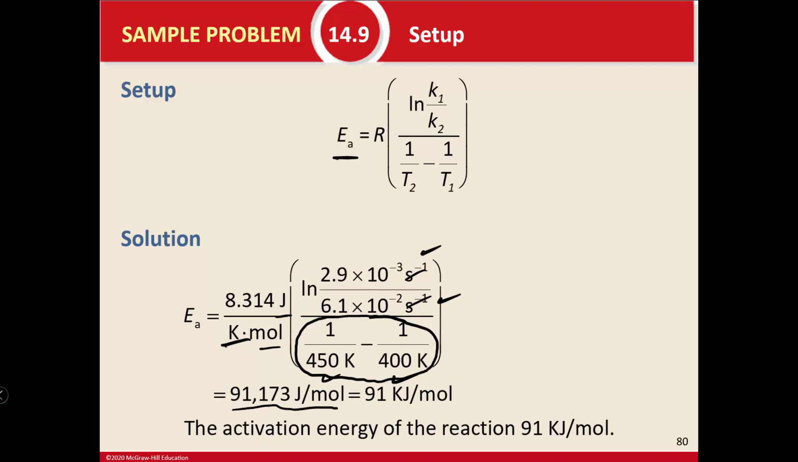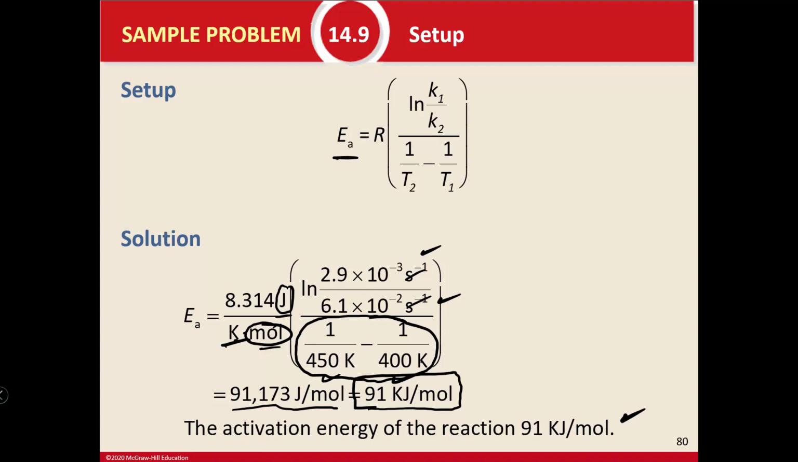And again, what's the units? Well, it's going to be joules per mole, because that Kelvin's going to cancel out with these Kelvin when we manipulate it. And then again, that's not acceptable. We generally want the final answer in kilojoules per mole. So 91,173 joules per mole is 91 kilojoules per mole. All right, and you can do that. Divide by 1,000, and you get 1,000 joules equals a kilojoule. There you go. And we calculate the activation energy.